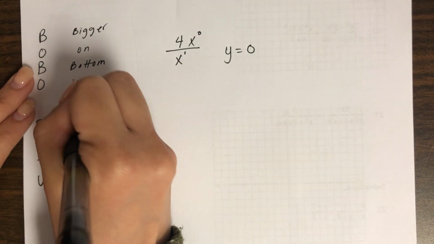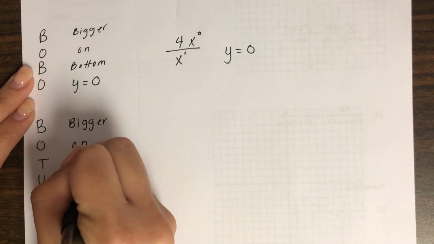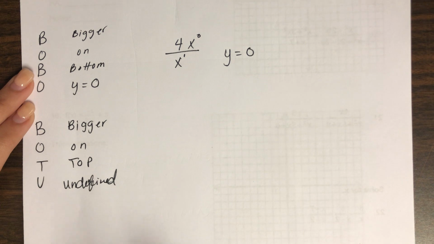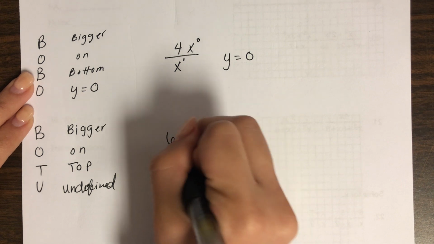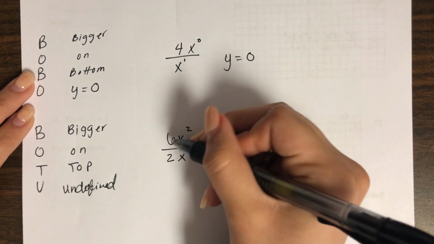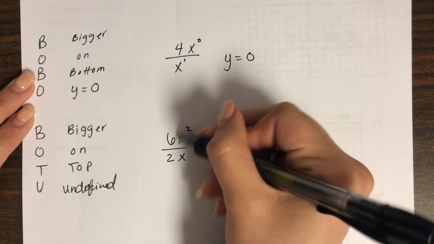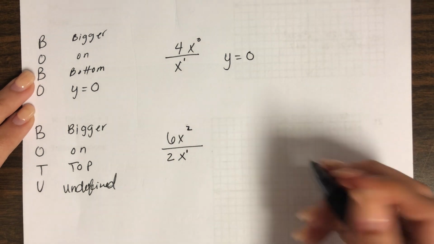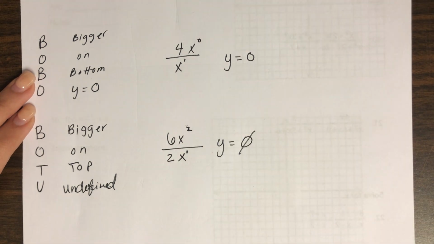And then Boat2 means bigger on top is undefined. Sorry, I wrote that. Oh, gross. I've been writing so cute. Oh, well. And then this one would look something like 6x squared divided by 2x. Even though this 6 is bigger, we're not looking at that 6. We're looking at the leading powers of each x. So it's bigger on top because here we have a 2 and here we have only 1. So when this happens, our answer is y is undefined. And undefined is this symbol right here.